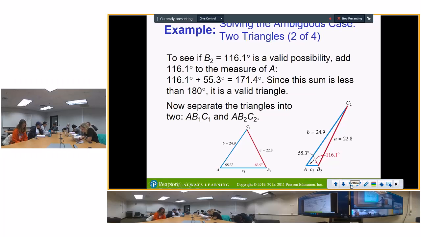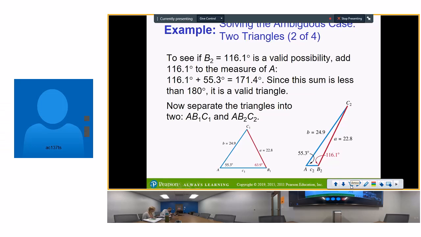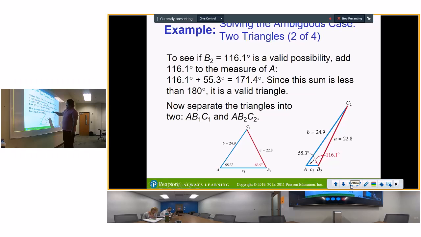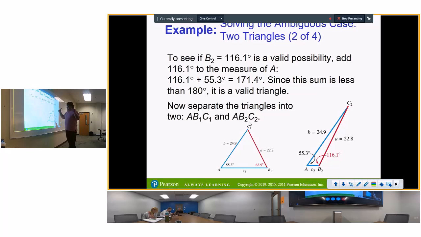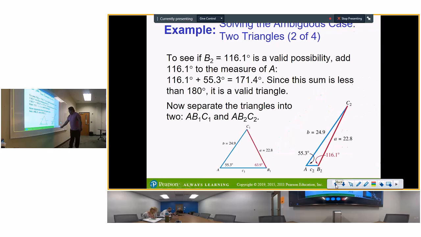No, wait, how do you see the two triangles? How do you know? I'm still not getting that. So what indicates to you that there are two triangles? Well, you know that because 22.8 could fall on this side, or it could fall over here because of the angle makeup. You got to find out what C is first.